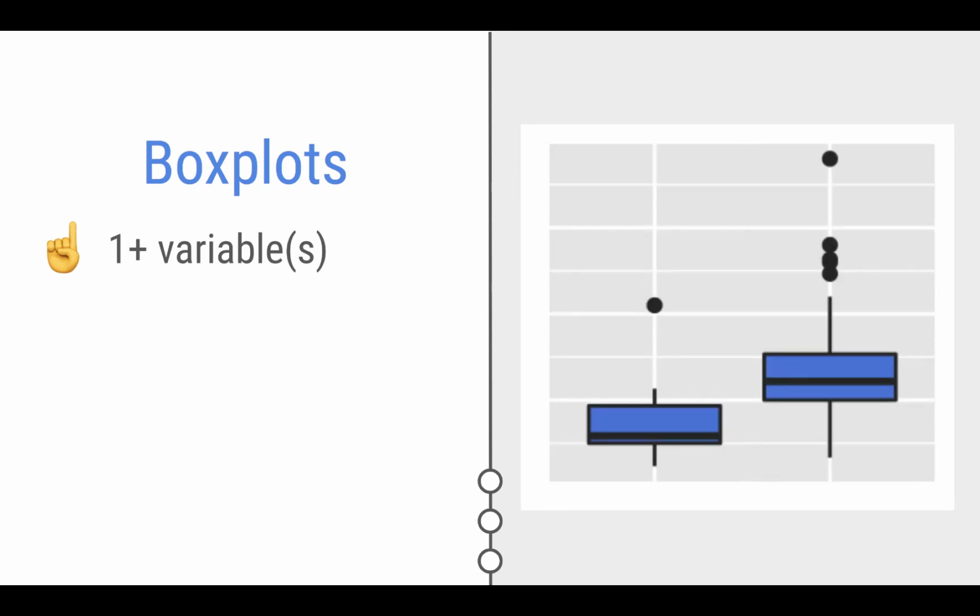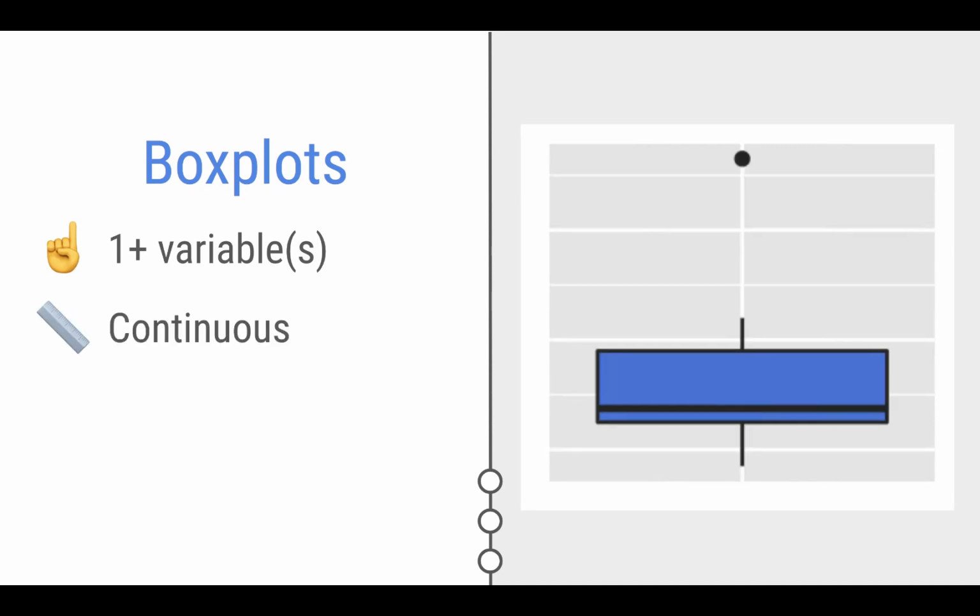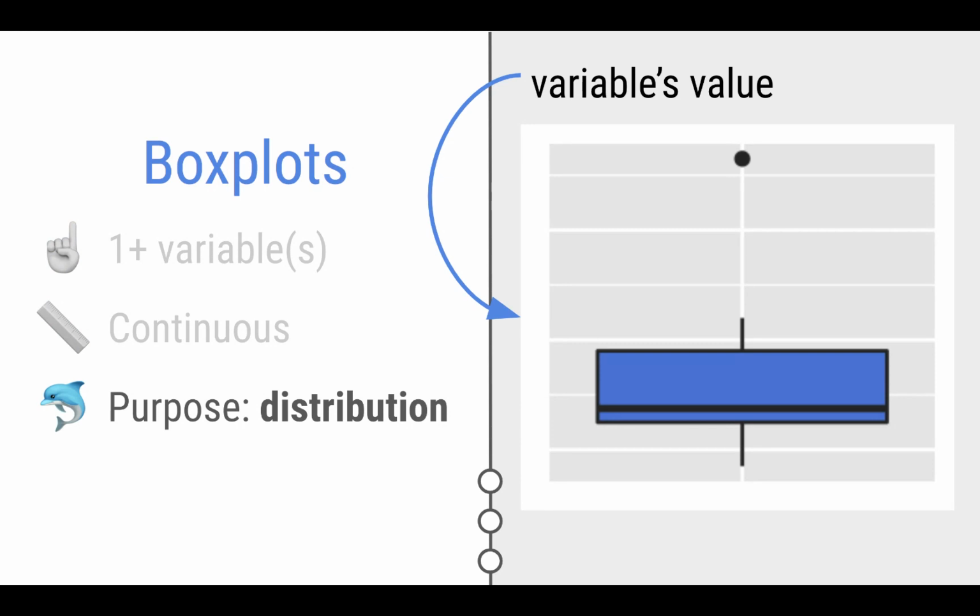However, multiple box plots can be plotted side by side to compare across groups. And like the histogram, box plots are intended for continuous variables. And here again, the purpose is to display the distribution or the shape of the variable. So now the y-axis, or the vertical axis, is actually the variable's value.